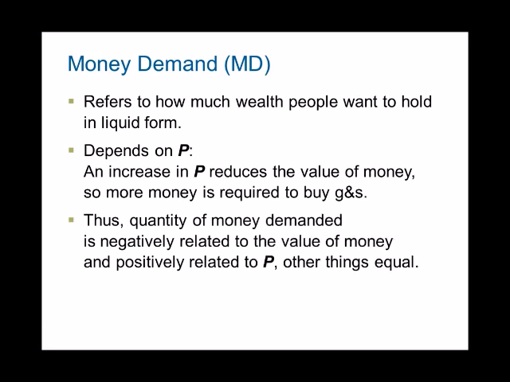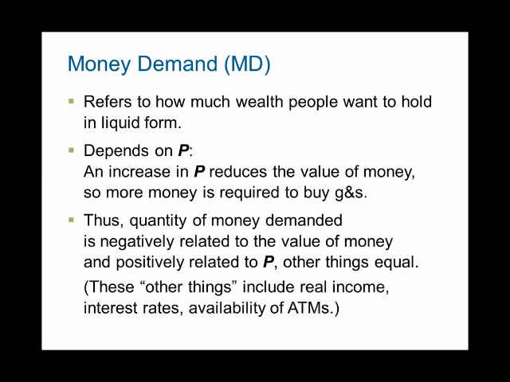So the quantity of money demanded is negatively related to the value of money and positively related to the price level. If price goes up, we need to hold more money. But if price goes up, the value of money goes down. So as the value of money goes down, we need to hold more cash, other things being equal. Other things are like your real income. If your income goes up, then that's a different story, and you can actually save more money. If there are more ATMs in your area, then you don't need to carry as much cash. Whenever you need money, you just go to the nearest ATM and withdraw cash.